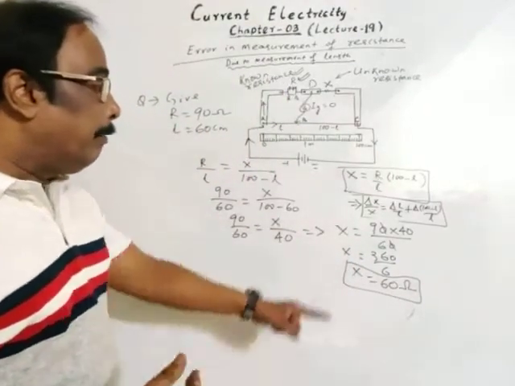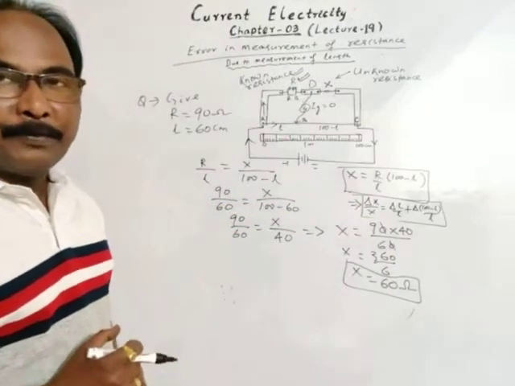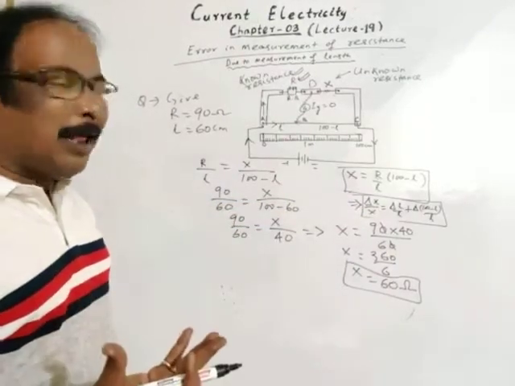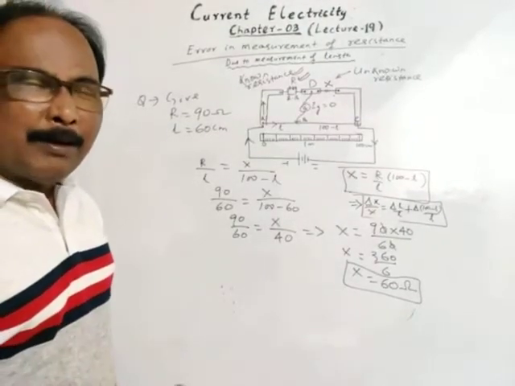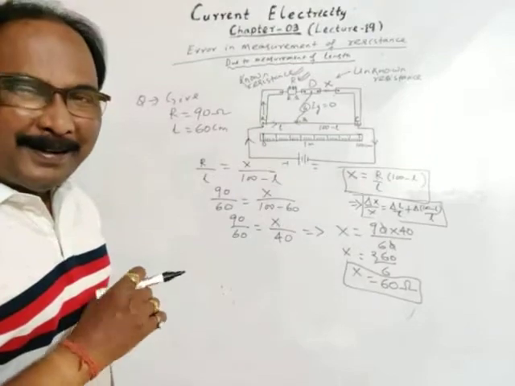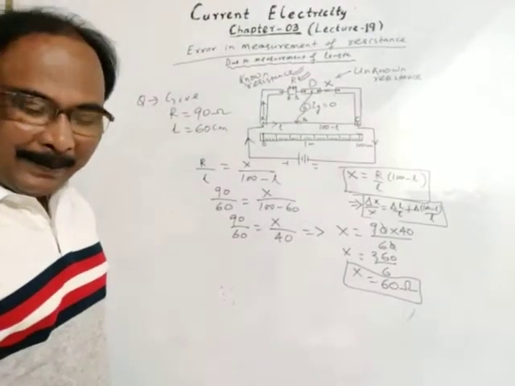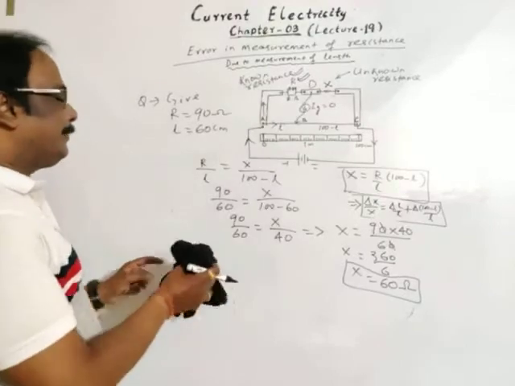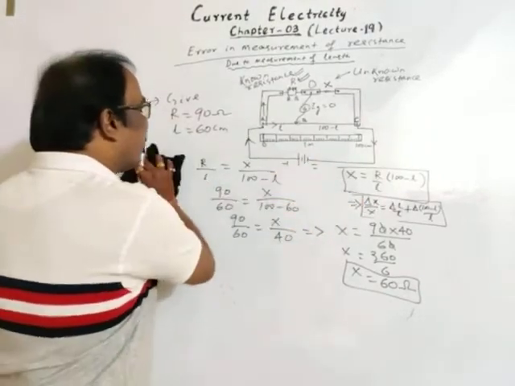But we need the fractional error in the measurement of X. Okay? We need the fractional error in the measurement of X, and finally we will get the expression for the unknown resistance, considering errors.